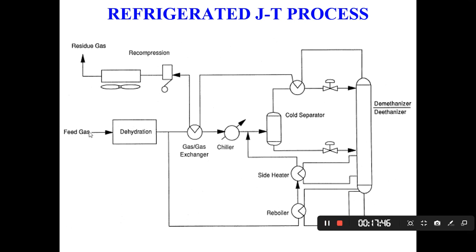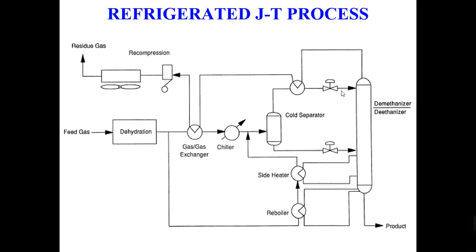So this is the JT valve, and when we want to use the JT process, I mean the Joule-Thomson valve, as you saw before, it should not have any water. So when we have a feed gas, it must be dehydrated, and we have to remove the water vapors. Then, in order to reduce the temperature, we use these heat exchangers, and then we use a chiller, and the chiller cools it further. And then we have the cold separator.